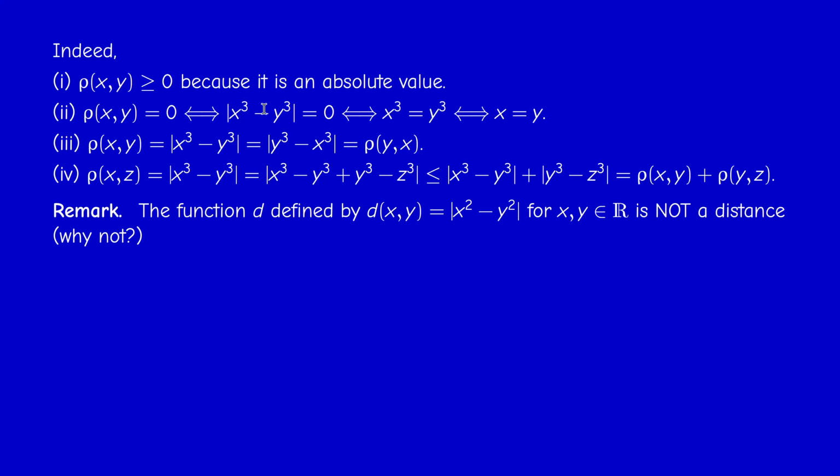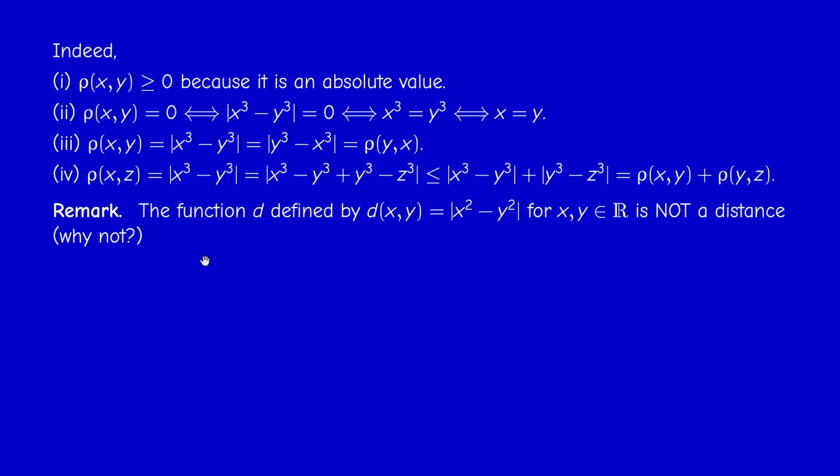Okay. Now observe that if you had taken x squared minus y squared, then this would not be a distance according to our definition. Why? Try to think, pause the video and try to think what is wrong, which property is not satisfied among these four properties.